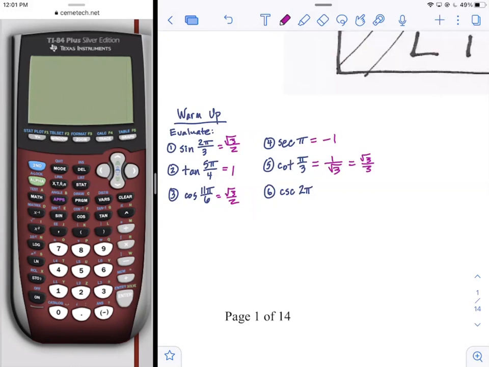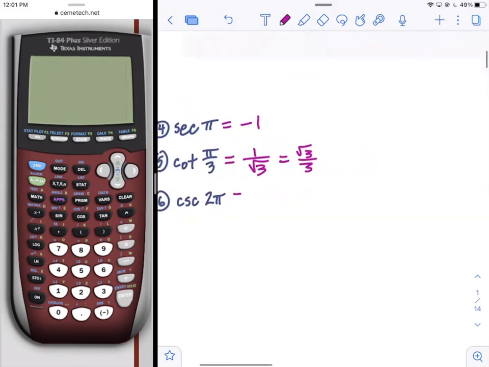And then 2 pi, that's coterminal with 0. The ordered pair is (1, 0). Cosecant is the reciprocal of the y. What's the reciprocal of 0? Does not exist, right? Because when you think of 0, it's really 0 over 1. And then when you flip it, it's 1 over 0. So the reciprocal of 0 does not exist because it's some type of infinity, all right?